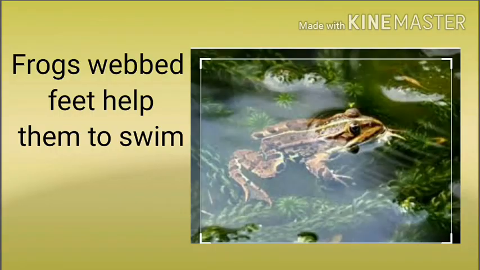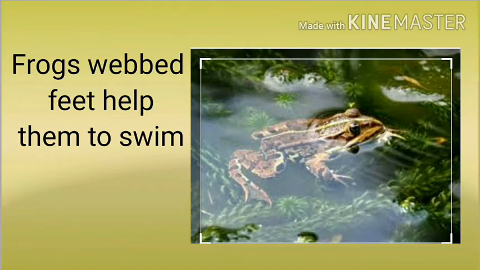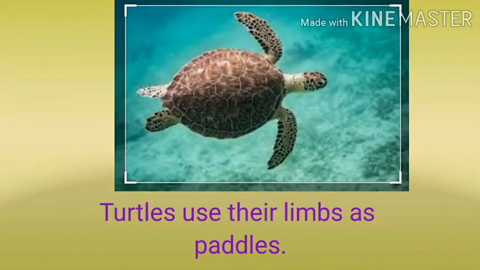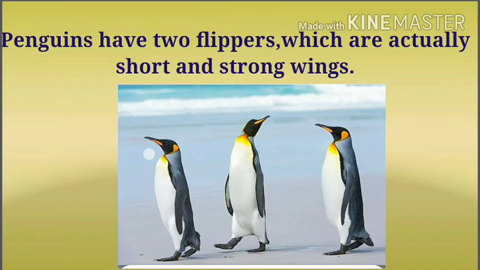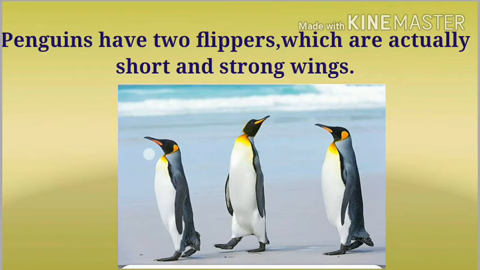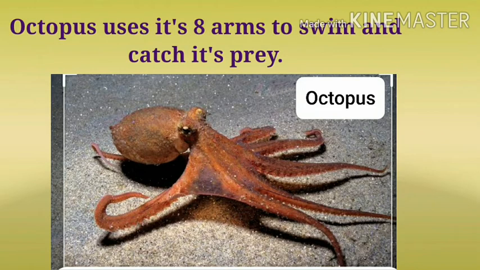The animal like frog has webbed feet to help them swim in water. Turtles have limbs which they use it as paddles. Penguins, they have two flippers, which are actually the short, strong wings. Octopus have 8 arms, which they use it for catching the prey and for swimming.